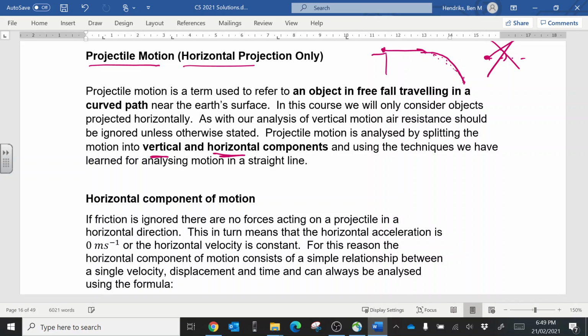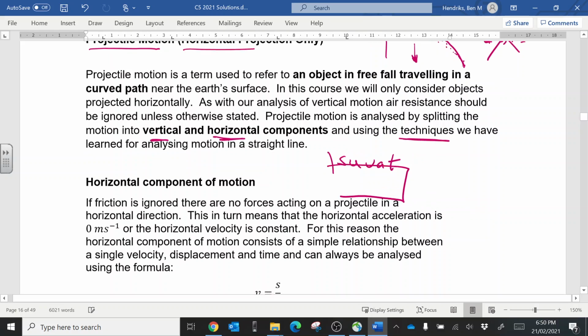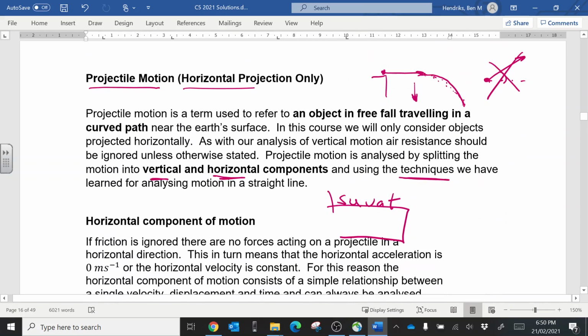In the example I used up here, we had a horizontal motion initially, and then because we have gravity acting on the object, the path will be curved because the velocity will increase in a downwards motion over time. The techniques we have used are our SUVAT techniques. So that is what we are looking at. We're just going to have a look at some of the properties of horizontal motion.